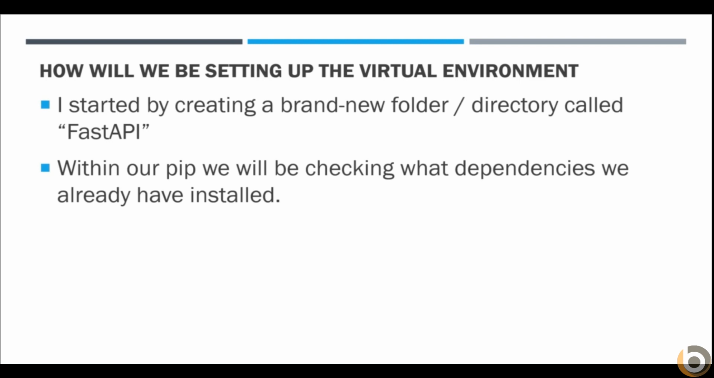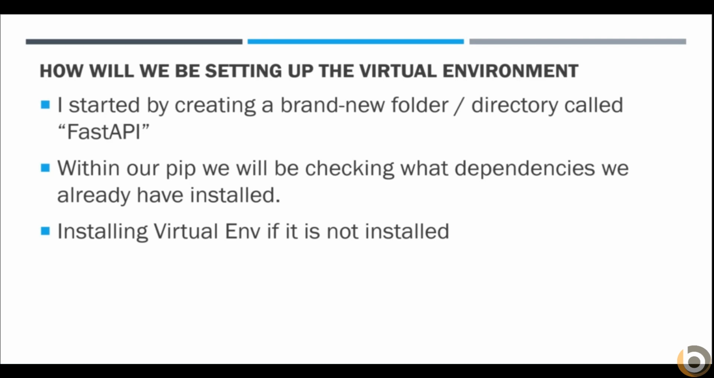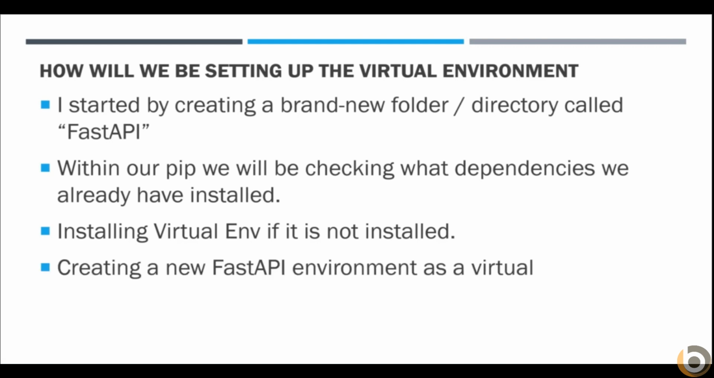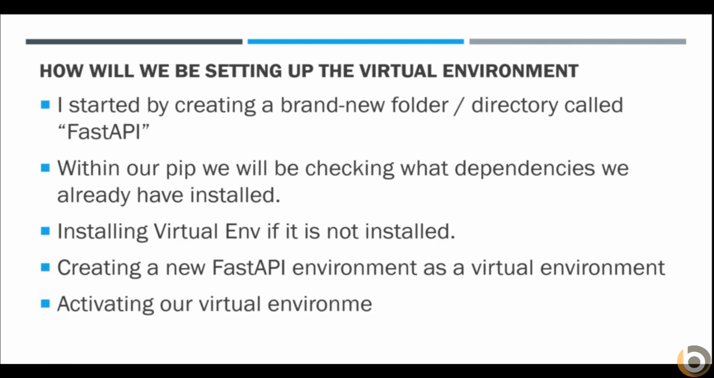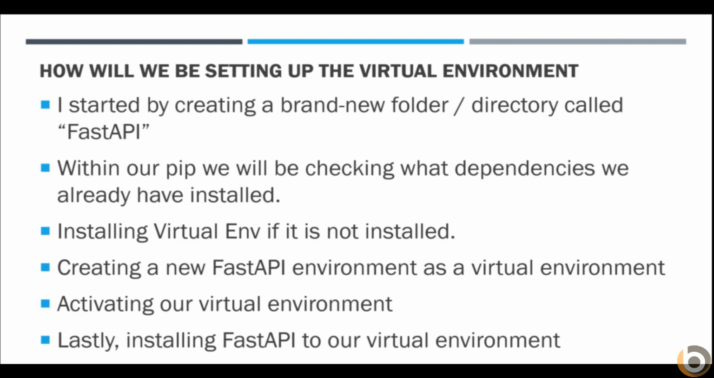Then, within our pip, we will be checking what dependencies we already have installed on our machine. If we do not have virtualenv, which is the dependency for creating a virtual environment, then we will install it. Once we get the virtualenv, we will create a new environment for our FastAPI specific application. We will activate our FastAPI env, and lastly, we will install FastAPI. Now this may seem like a lot, but we will go through all of this step by step. Well, let's jump into the next lecture and create ourselves a virtual environment.